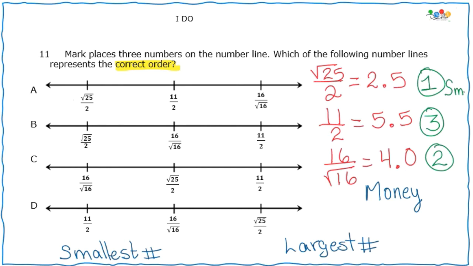So my smallest number here is 2.5. So 2.5, let me look at the number line. It belongs to square root of 25 over 2. So I do have that one here on letter A, and I have it on letter B. Is that correct? What's the next number that I'm looking for? 16 over square root of 16, which is right on letter B. And of course, the last one would be 11 over 2. Therefore, my answer, yes, it is letter B.